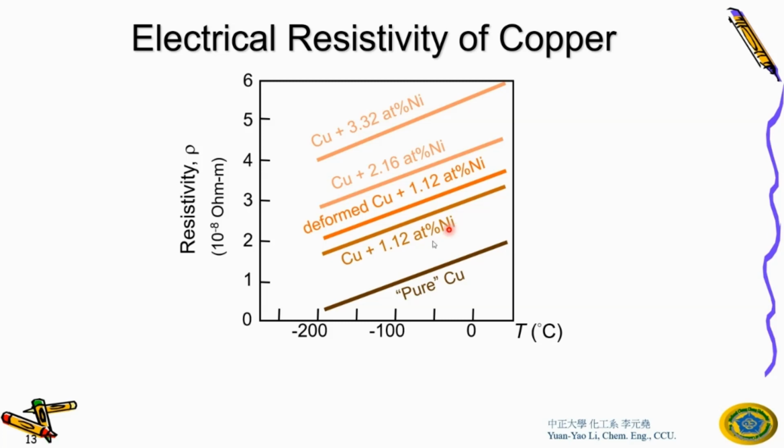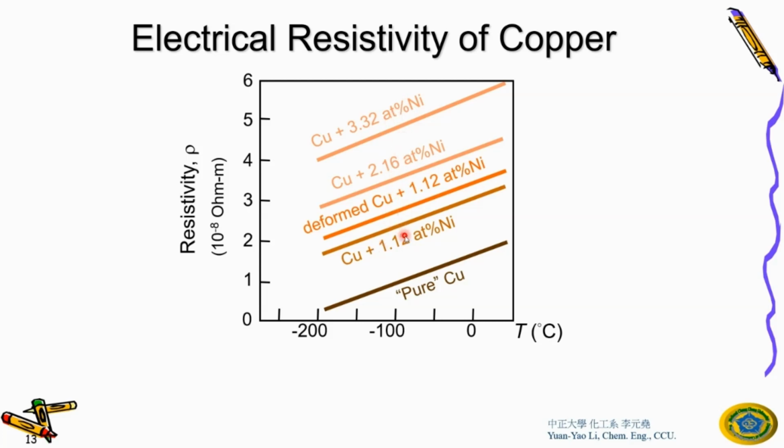Okay, this is called impurity. Another kind of impurity we call dopant, which is good, but I think it's too early to introduce this topic to you. I will talk about this in detail in chapter 4. Okay, let's take a look at the next line here. This is called deformed copper with 1.12 atoms nickel. Once you increase the percentage of nickel, what happened?